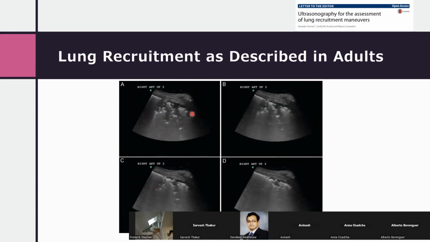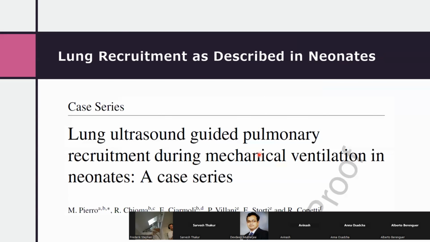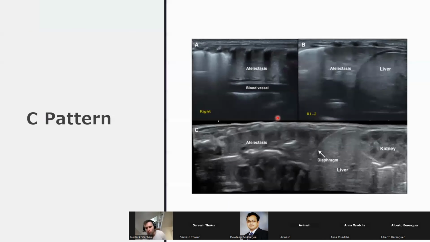This is a C profile in an adult where they're just increasing the PEEP gradually with increments of 1 to 2 every 30 minutes. And really what you can see is gradually the C profile gets converted into a B profile with a very small amount of atelectasis. For neonates, I think the first paper that's identified the use of lung ultrasound in pulmonary recruitment is a piece of work that's been done by Piero and Chioma in Italy. It's basically Capetti's group, and they described a case series which looked at neonates with neonatal lung atelectasis and described a lung pattern which is called an S pattern.